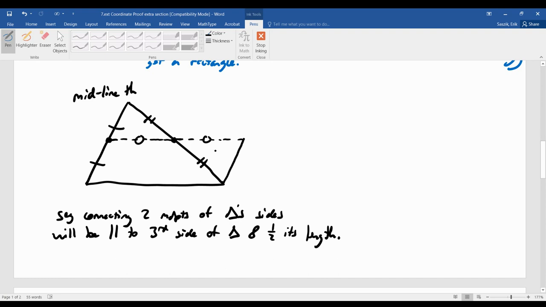So if these two triangles are congruent, that means that this side here has to be congruent to that side. And of course, by transitive, this side would be congruent to that. All right? So you see here, we just formed a parallelogram, right? We just formed a parallelogram.